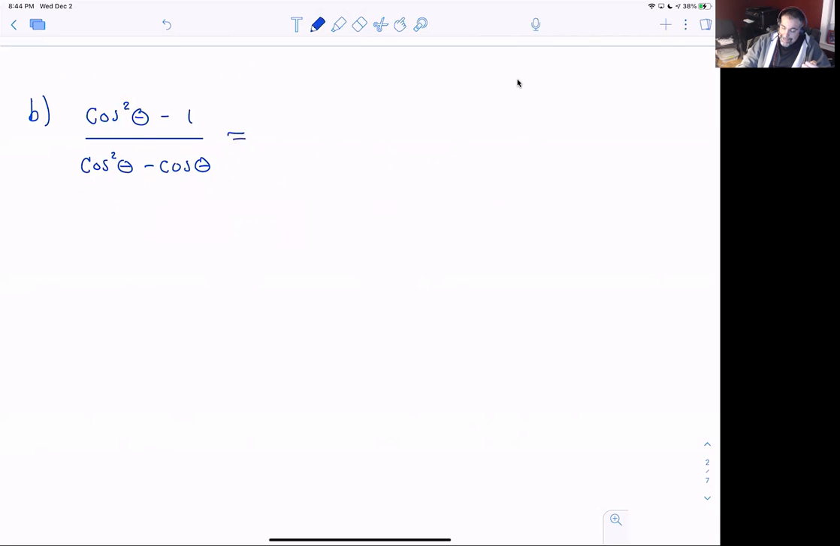And the bottom lends itself very nicely to factoring because we've got a greatest common factor of cosine. So what we're going to do is take out that greatest common factor of cosine on the bottom. So out comes cosine theta. We're going to be left with cosine theta minus 1. If we distribute that back in, there's our cosine squared. There's our minus cosine, so we're in good shape.